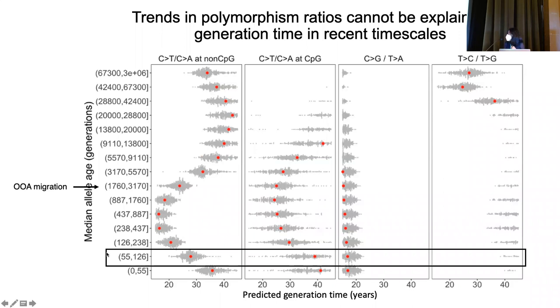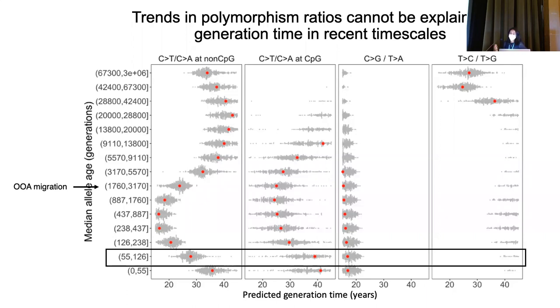If you use the T2C mutations, we infer that the generation time is about 25 years. If you look at the C2T mutations, the generation time is about 35 years. And for other mutation types, it's also very young, about 20 years. And this suggests that generation time alone cannot actually be leading to these differences. There might be other factors.